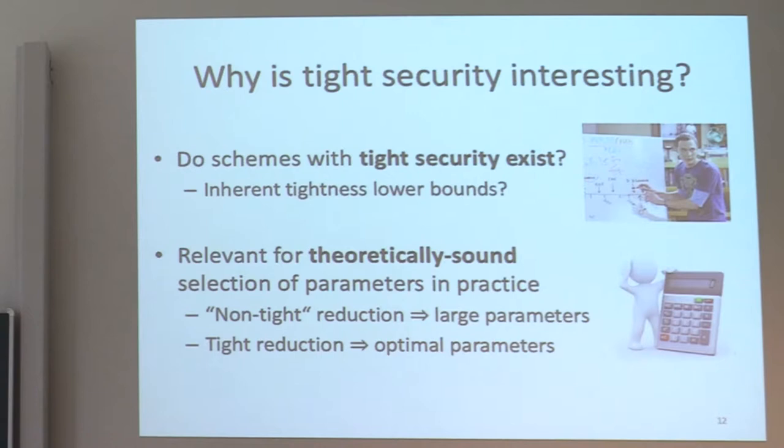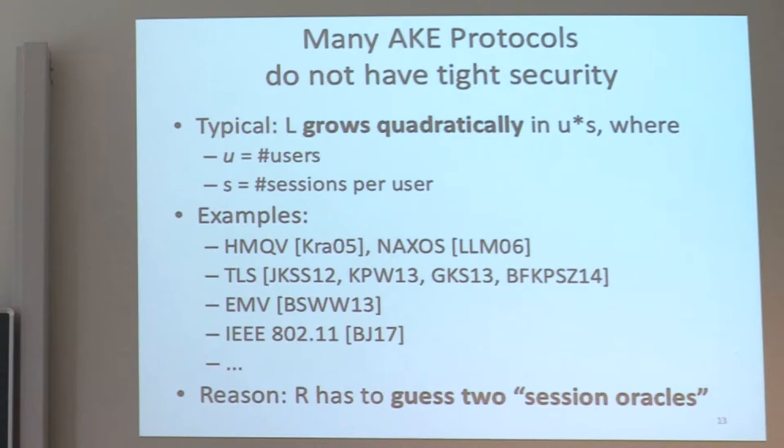As I said already before, many AKE protocols do not have a tight security proof, and for AKE protocols, often the security loss is particularly bad in the sense that it typically grows quadratically in the number of users times the number of sessions per user. Think about a relatively small scale setting with 2 to the 10 users and 2 to the 10 sessions per user. Then we have a security loss of 2 to the 40. So we lose 40 bits of security and have to increase our RSA modulus accordingly. And of course, it's even worse if you think of large scale applications like key exchange for Facebook or whatever, with millions or billions of users.